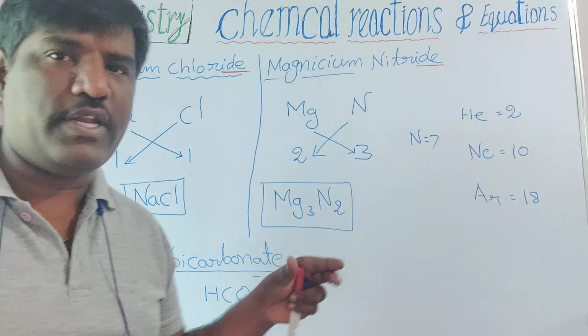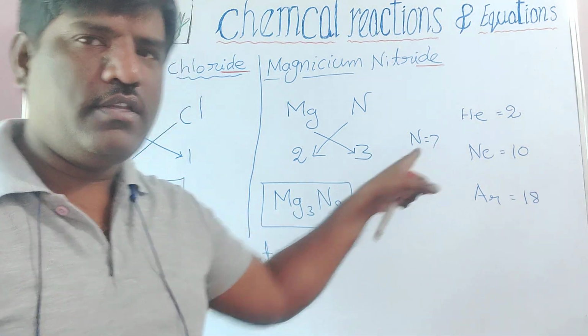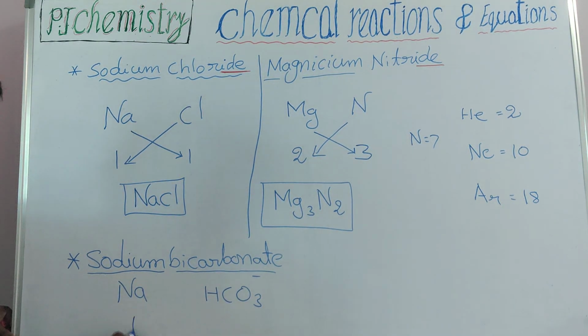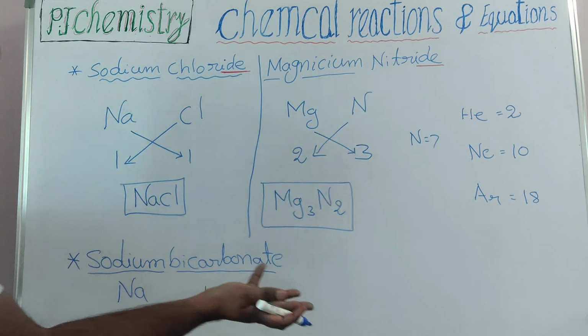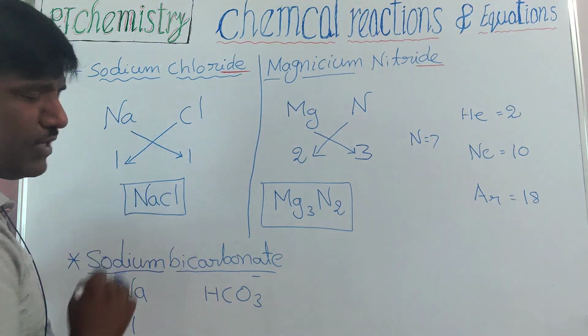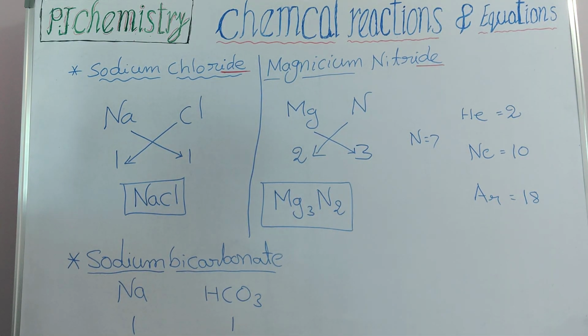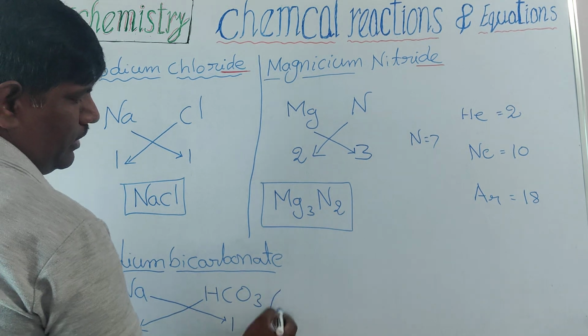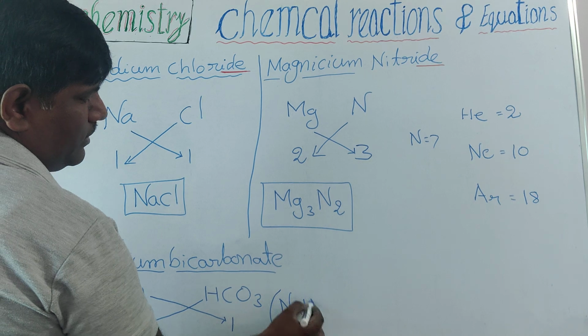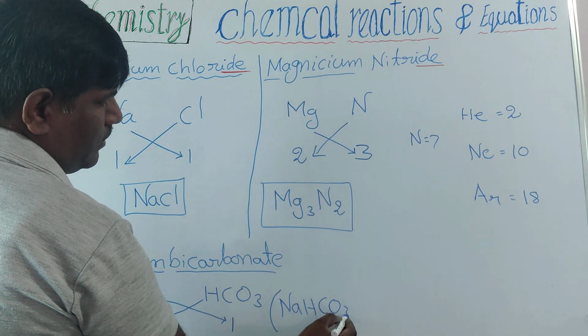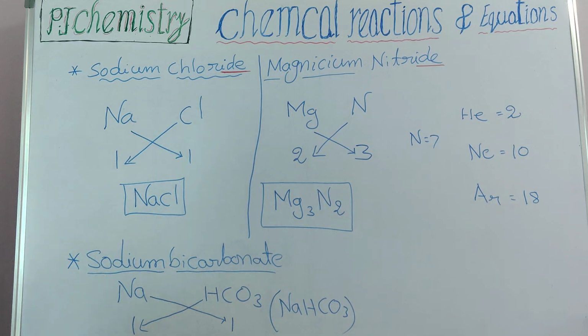Now sodium: these are the references to finalize valency. Sodium atomic number 11. Nearest noble gas element neon. So sodium valency is 1. Bicarbonate ion: its charge is minus 1. The charge only acts as the valency. So cross multiply sodium and bicarbonate: NaHCO3. This we call the sodium bicarbonate formula.